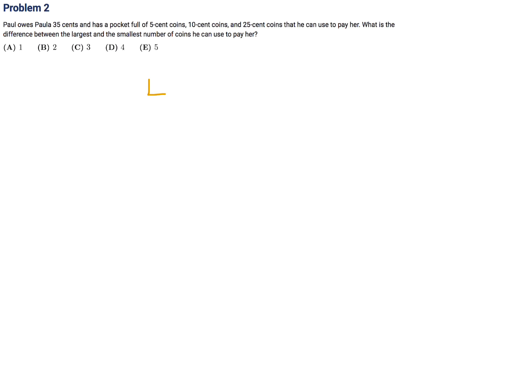Well, the largest number of coins is if you make them all nickels, and he will need 7 of those to get 35 cents. The smallest number of coins is if he uses 1 quarter, which is 25 cents, and adds to that 1 dime, which is 10 cents. So that would be 25 plus 10, which is 35.